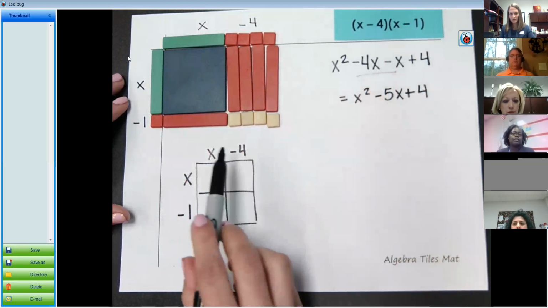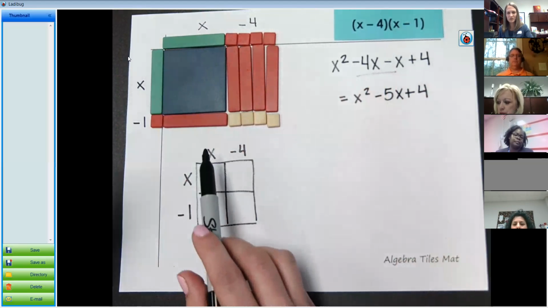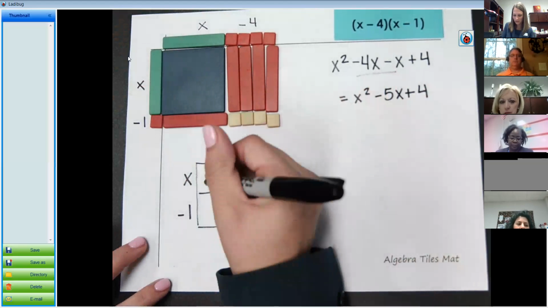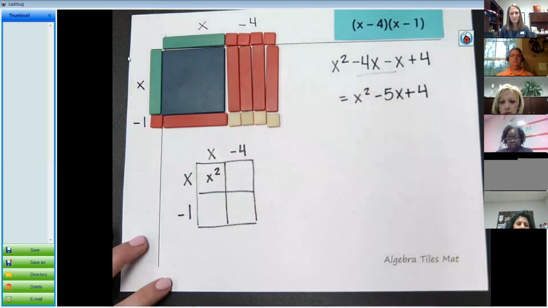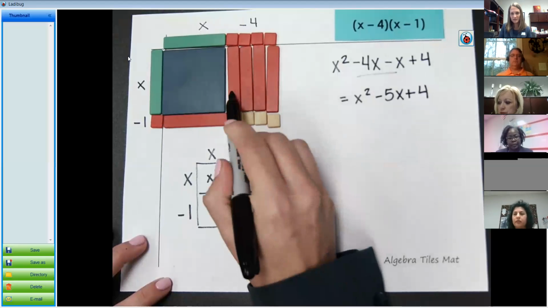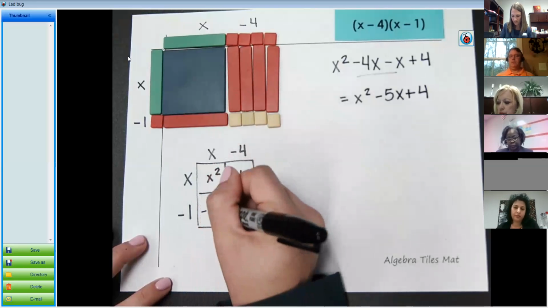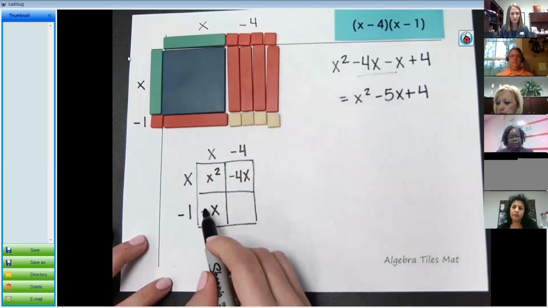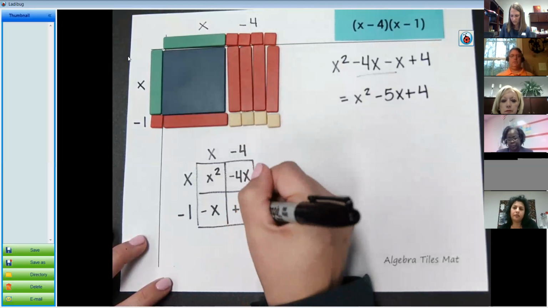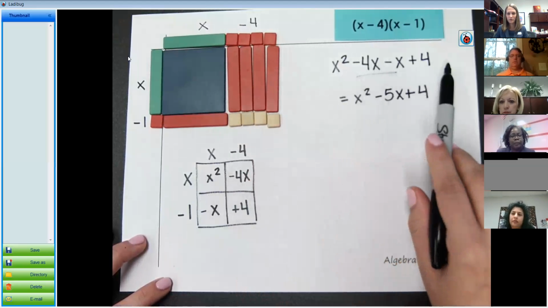So I draw this with my students. And at this point, we're gonna do the same thing that we did with the tiles, but just using our mind. So x times x gives me x squared. x times negative 4 gave me 4 negative x tiles. Negative 1 times x gave me 1 negative x, or you could even put that 1 if you want for the coefficient. And then negative 1 times negative 1 gave me positive 4. So right here, I have the terms that we wrote out over here.